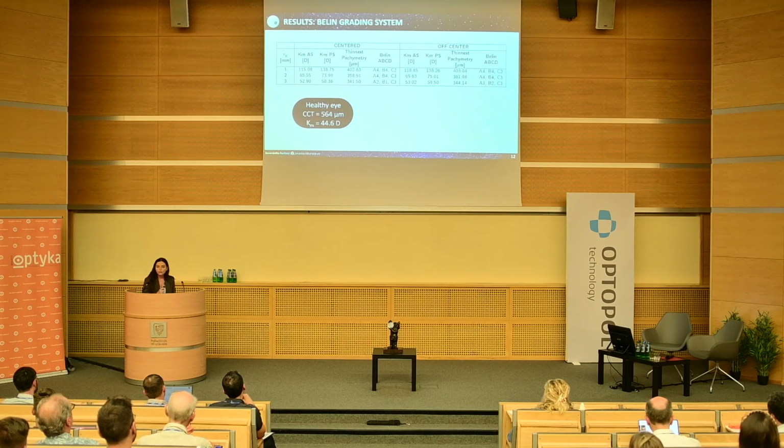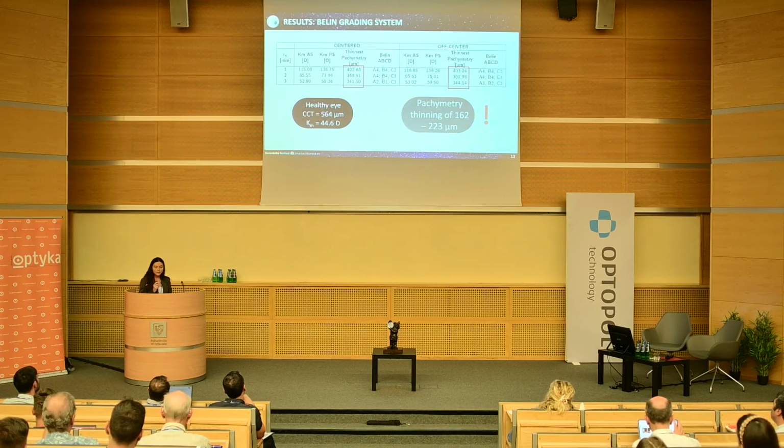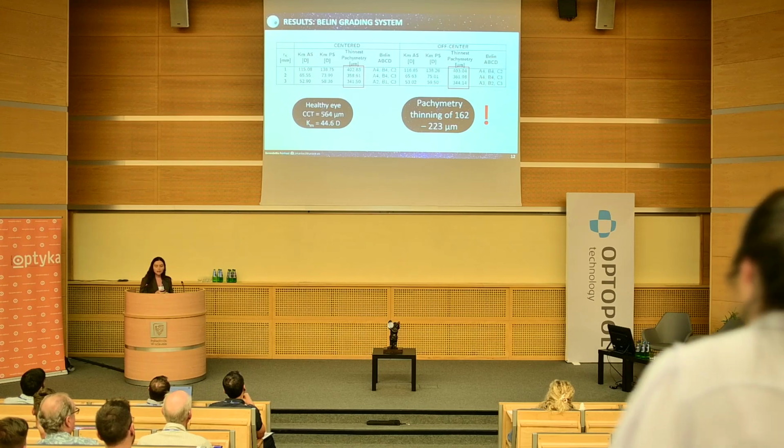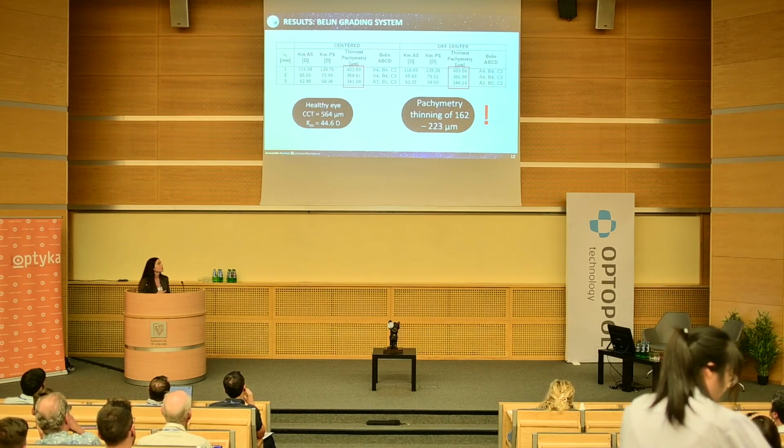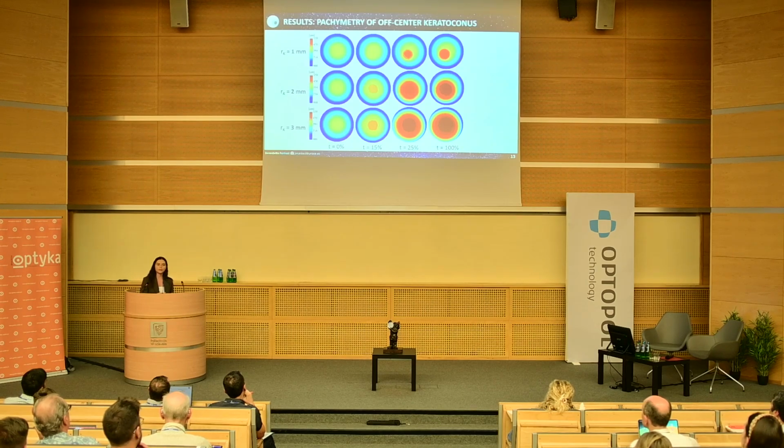We also wanted to evaluate the severity of the cones that we obtained, and we computed the Belin grading system, as is done in the Pentacam topographer, and I want you to center your attention on the thinnest pachymetry. At the beginning, the eye was healthy and had a central corneal thickness of 564 micrometers. And we obtained a pachymetry thinning of 162, 223. That is the most important result that we obtained with this model. So with our model, we can track the progression of the cone.